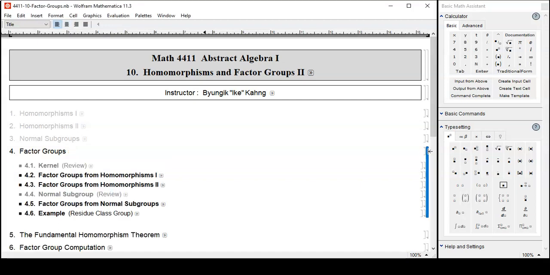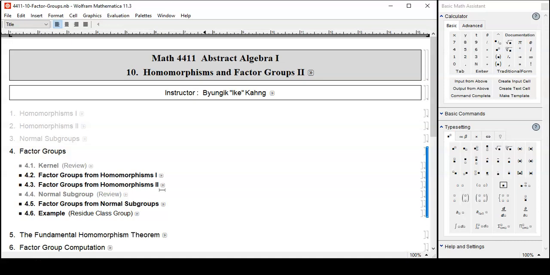We're almost there. First, we established the factor groups for kernels of homomorphisms, but that was just a special case. And then we established the factor groups for arbitrary normal subgroups. The second method was of course tougher, but it was more general. So in the end, we were able to produce factor groups for arbitrary normal subgroups.